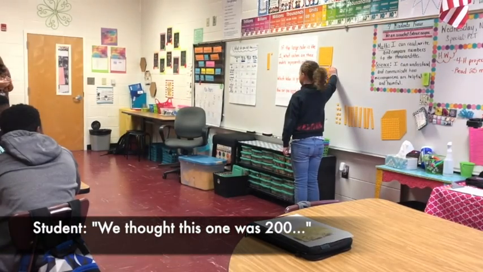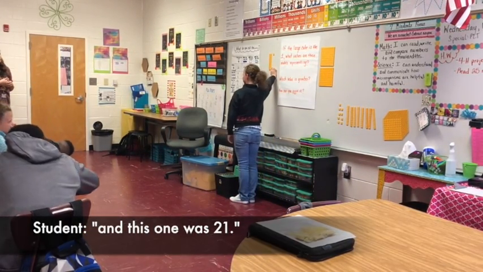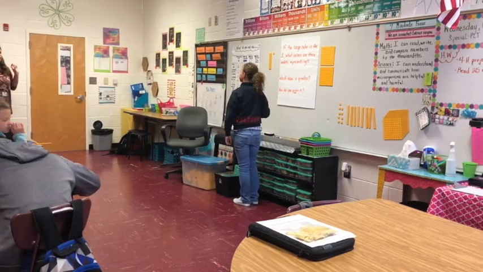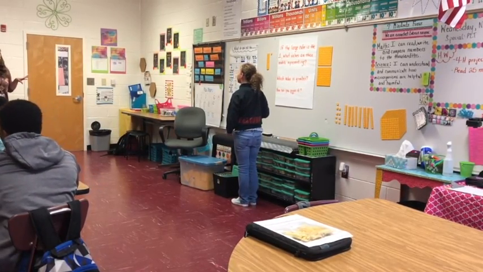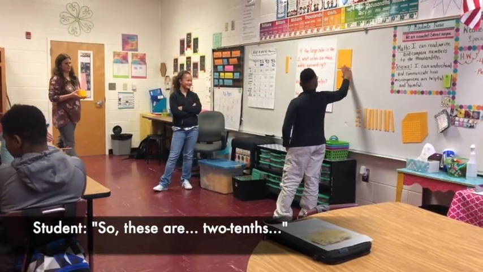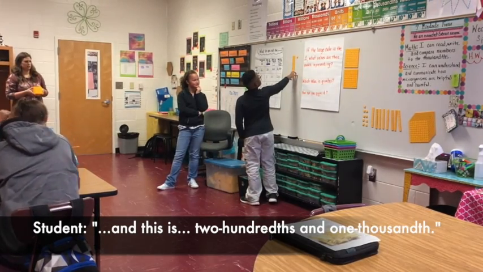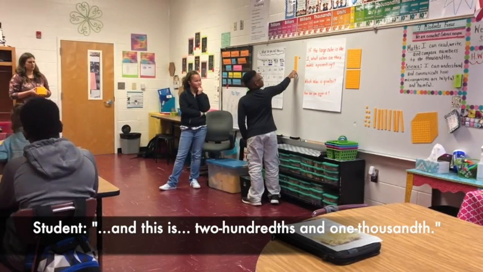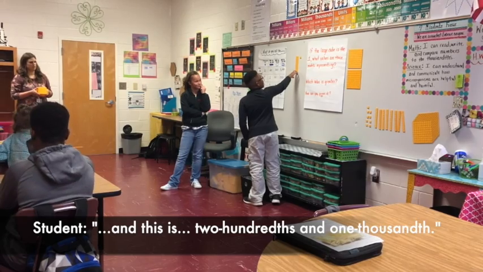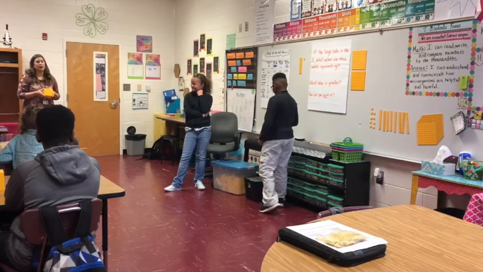So we thought this one was 200, and this one is 21. Okay, so 200 whole and 21 whole. Even though the cube is our 1? So these are 2 tenths, okay, and this is 1,000. 200 and 1,000, absolutely. How would we say that?